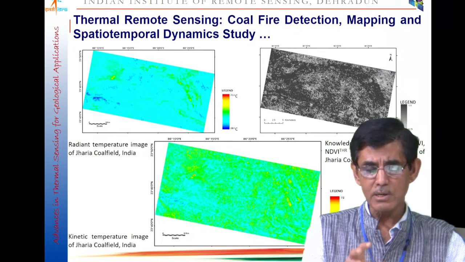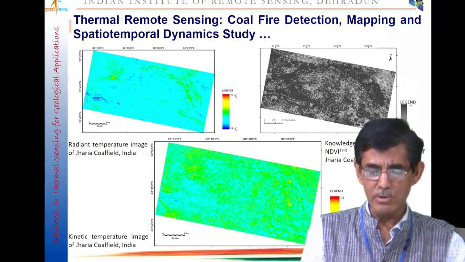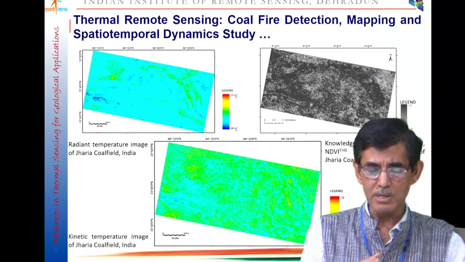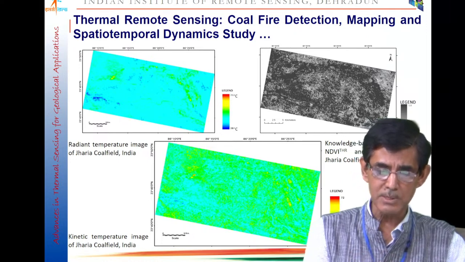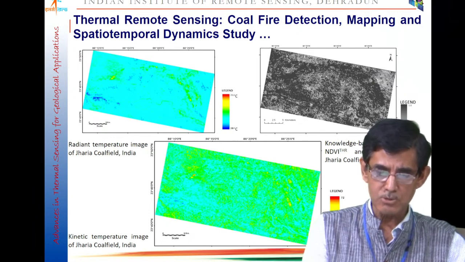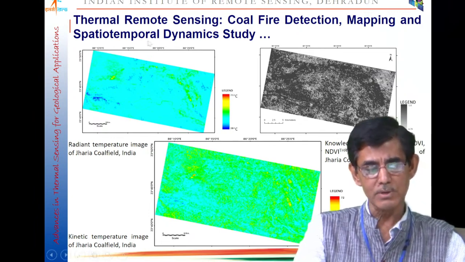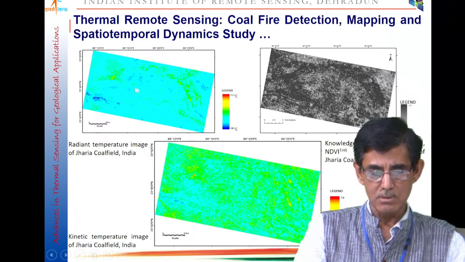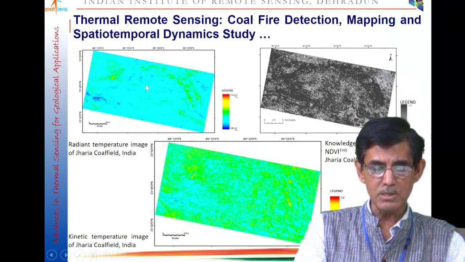Then we need to study where this area is fire affected, where the seam is blazing, where the seam has been affected by mine fire or coal fire. Okay, so this is an example of how we do that. First, from these thermal bands, we get this radiant temperature image. This is for the Jharia coal field.